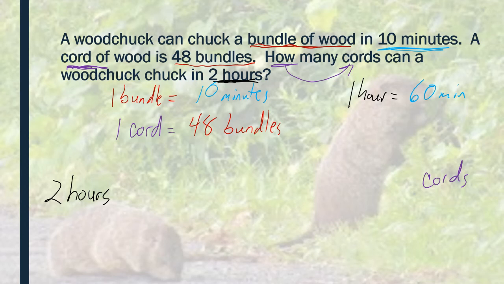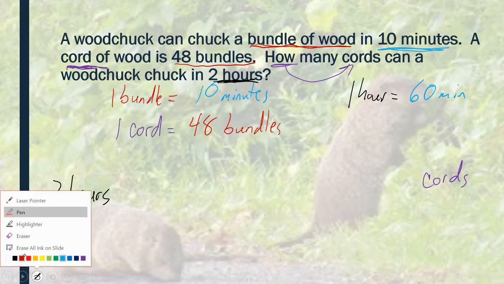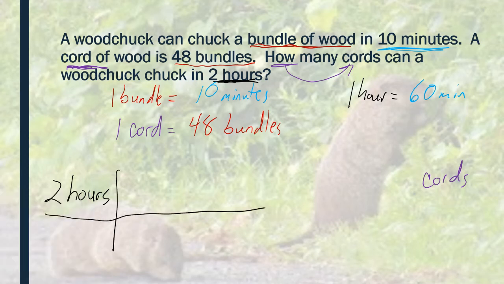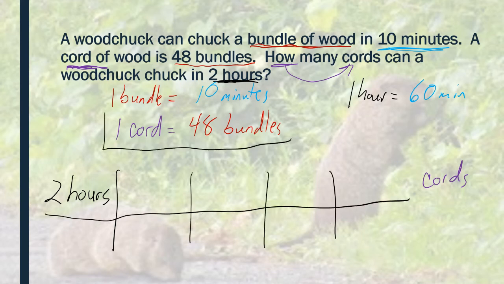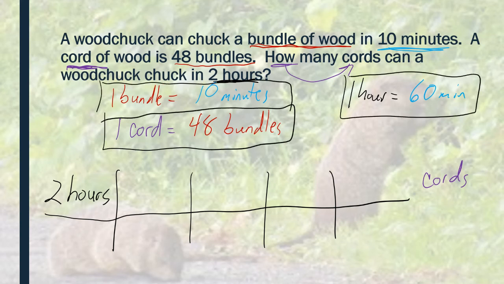So we have 3 dominoes in this case that we've got to use. And here they are. We've got the cord equals 48 bundles. That's one. We've got a bundle equals 10 minutes. And we have an hour equals 60 minutes. So we've got to get rid of hours. And the only one of these 3 things that has hours is this one here. So we're going to use this one first because it has hours. And we need to put that hour in the denominator so it'll cancel out with those hours. And that's going to get us to minutes. It's not cords, but we got out of hours.